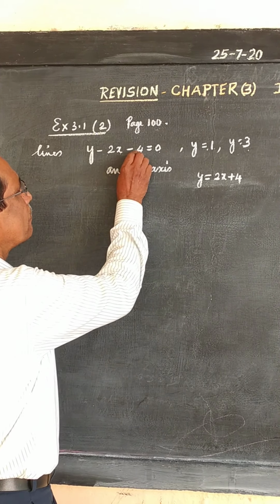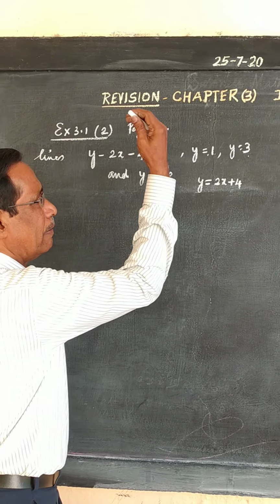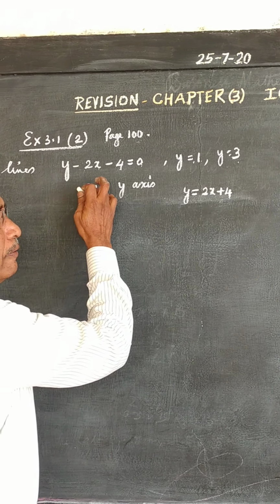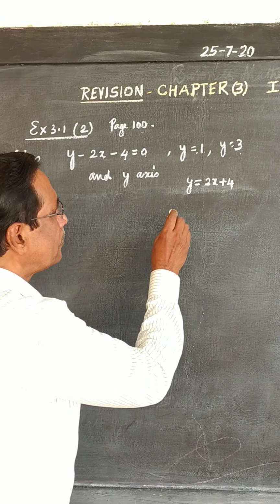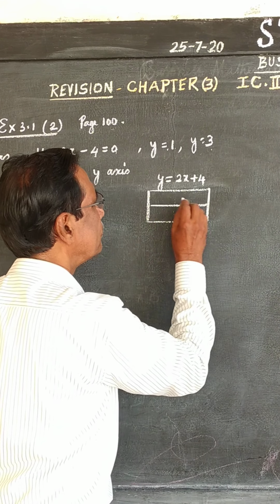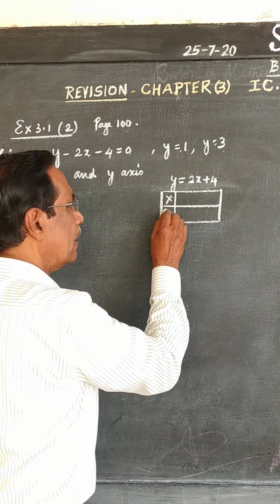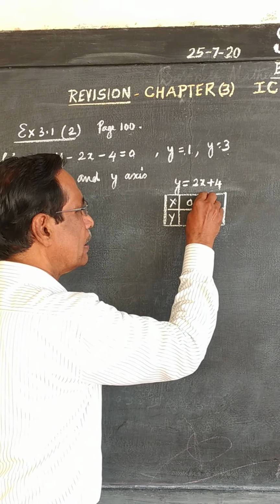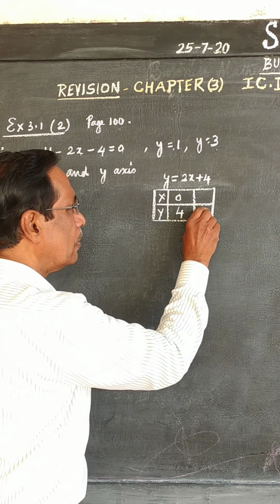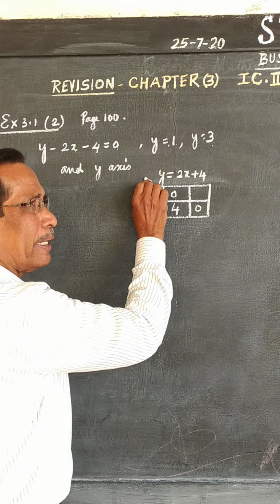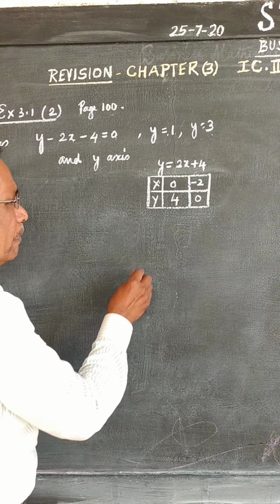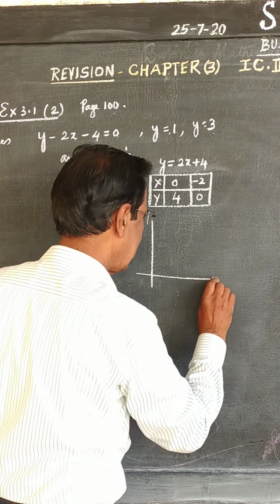y minus 2x minus 4 is equal to 0. This is the line given. The boundaries are y is equal to 1, y is equal to 3 and the y axis. Now we have to find which quadrant the line lies in. Suppose we put x is equal to 0 here, then naturally y becomes 4. When y is equal to 0, then this 4 comes to the left hand side as minus 4 and it becomes minus 2 for x. Now we can draw the line.